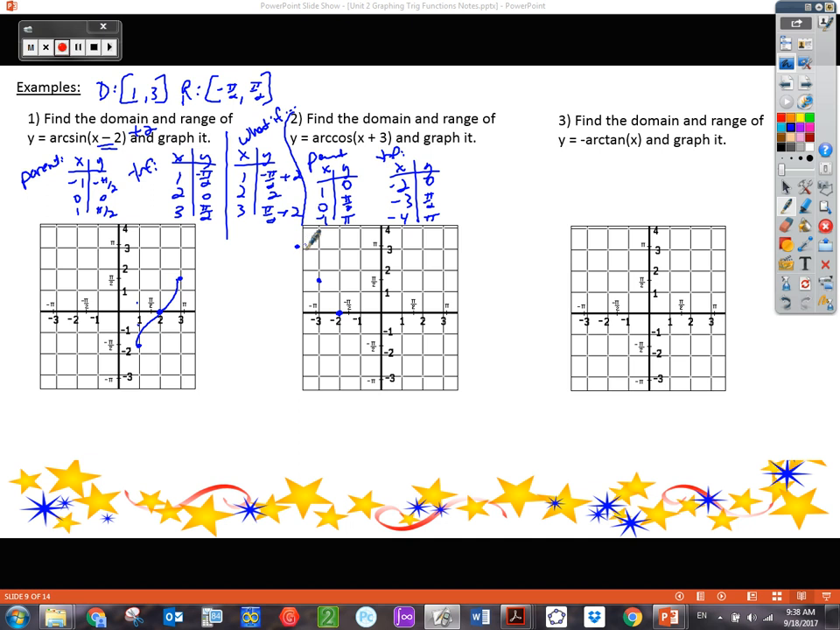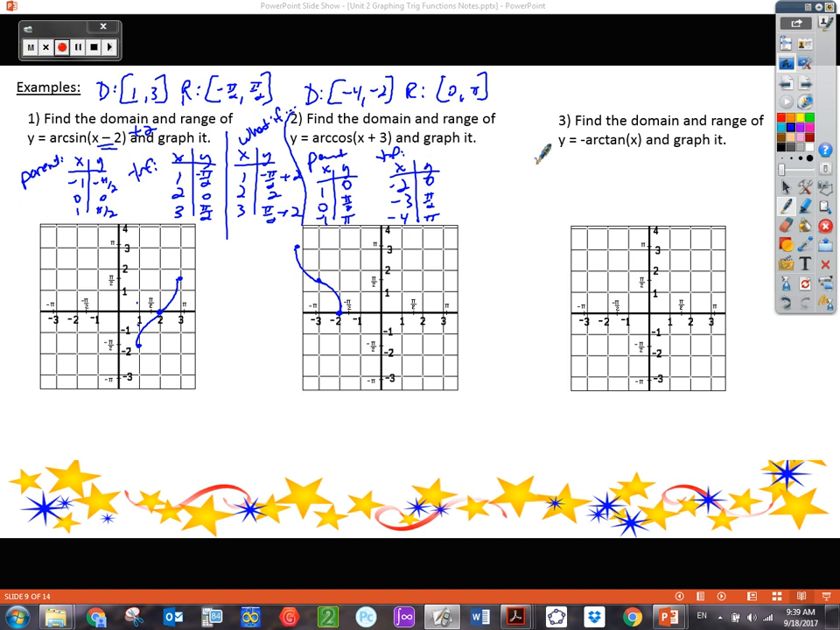We need to remember the bottom part is concave down, so it needs to curve down. The upper part is concave up. Okay, let's do our domain and range. So domain, what are we going from? Negative 4 to negative 2. My range, we're going from 0 to pi. Okay, we okay?